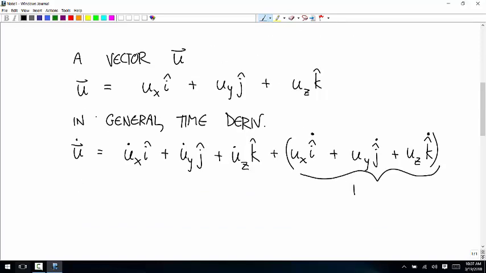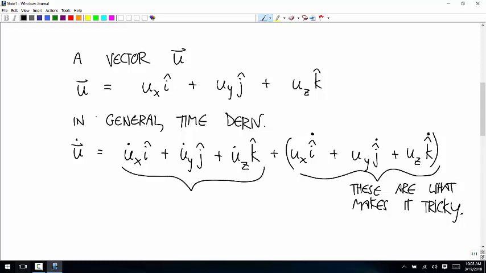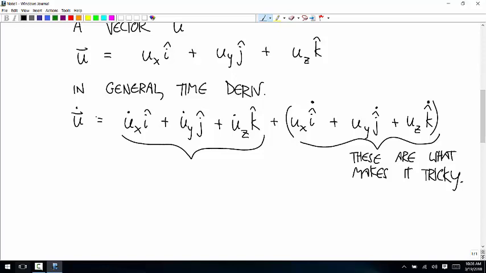And these are what makes it tricky. So remember, in that first assignment I gave you after the vectors, that was a refresher on math and talking about vector derivatives. I said that if you have a non-rotating coordinate system and you take a time derivative of a vector, you just take the time derivatives of the components. That's what this first part is.